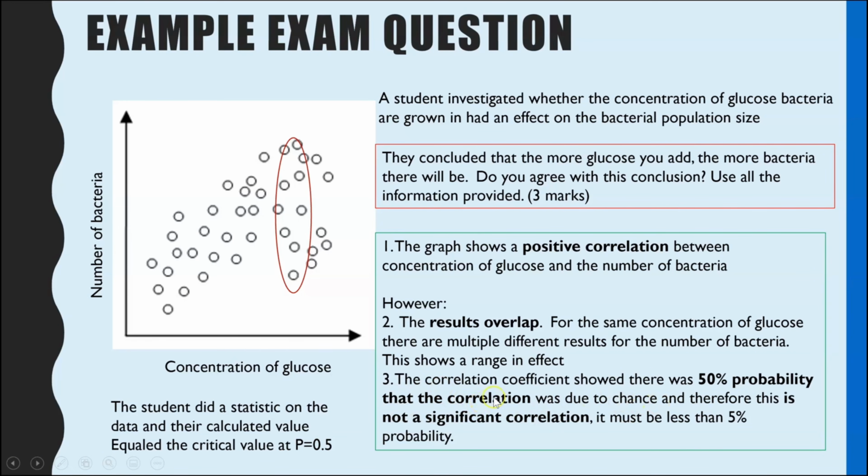Now, if that's 50% probability it's due to chance, that means you can only be 50% confident, and that is nowhere near enough confidence. You have to be 95% confident to say it's significant. So therefore, this is not a significant correlation, and I've just added that in there as well, because you have to have less than 5% probability it's due to chance. So these are really common questions, these evaluate or do you agree style questions.